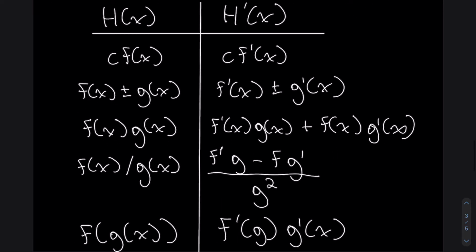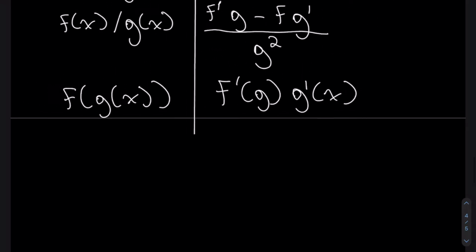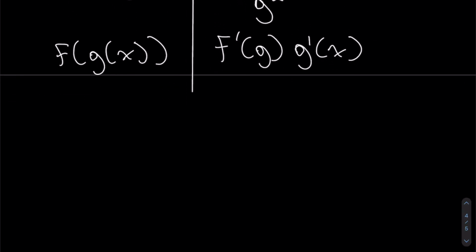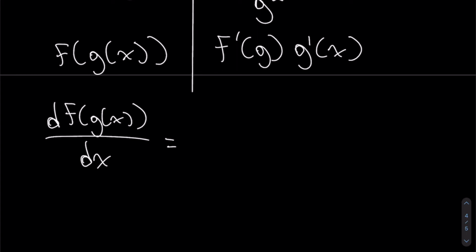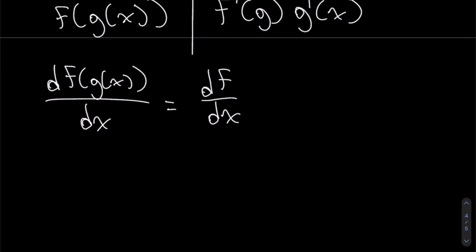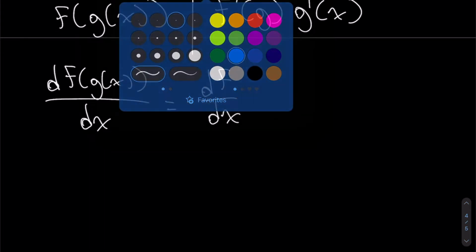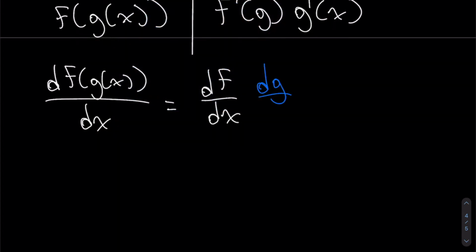Now all of these rules I will prove in another video, and I'll prove them using the definition of the derivative, which is that expression we had involving limits. But for the chain rule, there's a really nice proof if you just understand what our notation is saying. If I have df of g of x by dx, I can write this a little bit nicer by just writing df by dx. And I can multiply the top and bottom by dg.